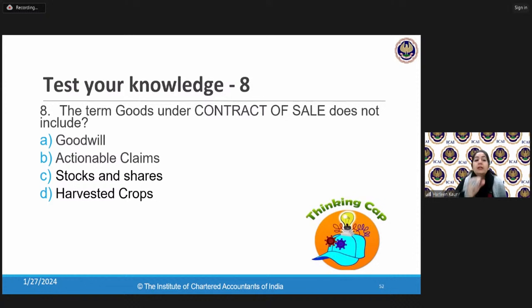Okay, the term goods under contract of sale does not include goodwill, actionable claims, stocks and shares, harvested crops. Read it carefully and answer. Which is not included under the definition of goods? And I remember one of you had raised the query also.